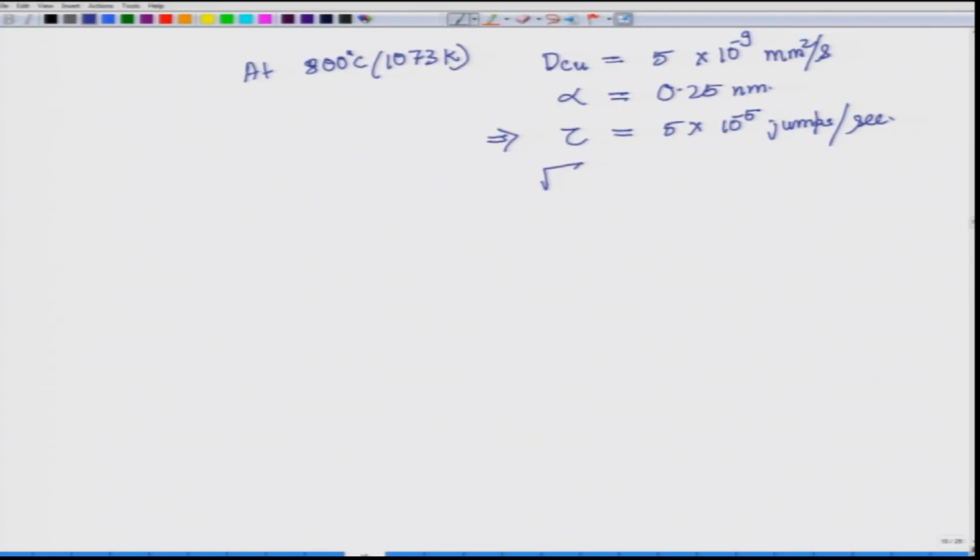And hence, you can also calculate root Dt is approximately equal to 4 micrometer after 1 hour. So, this is self diffusion of copper. Now, if you extend the data given the thermal and athermal component to 20 degrees Celsius, which is room temperature, so 293 K, you know that it should reduce, but how much? Let us look at it.